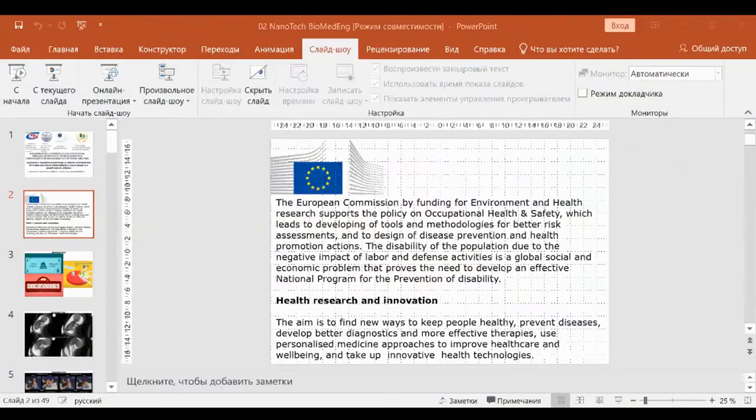Let me draw your attention to the fact that the European Commission, through funding research in the field of environment and health, supports the policy of health and safety at work, which leads to the development of tools and methodologies for better risk assessment and design of actions, disease prevention, and health promotion. The inability of the population due to the negative impact of employment and defense activity is a global social and economic problem that proves the need to develop an effective disability prevention program and labor capacity enhancement.